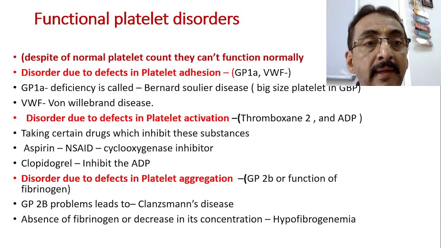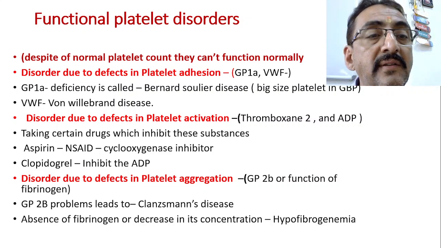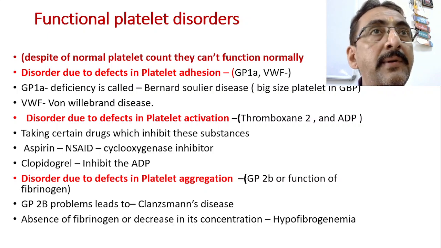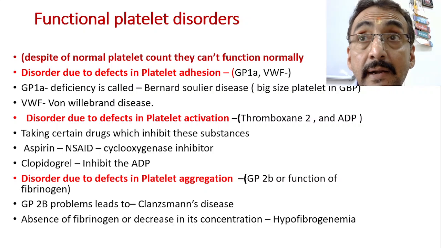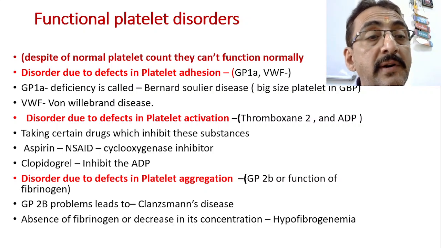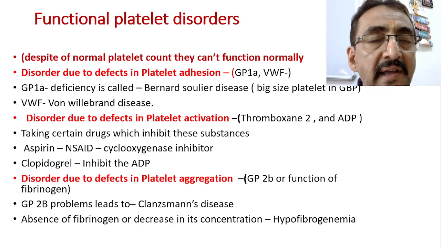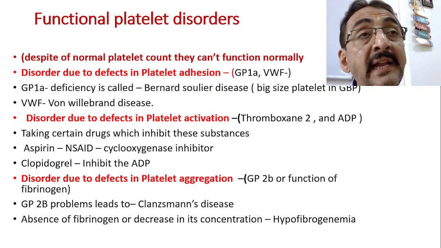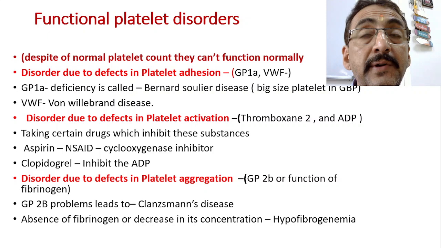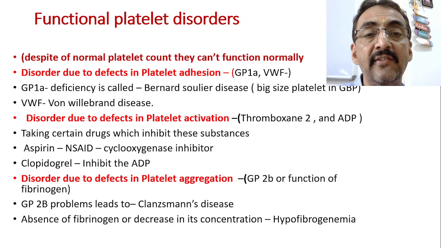it leads to the problem of bleeding. This commonly occurs, number one, by taking certain drugs which inhibit these substances, such as a thromboxane A2 inhibitor or an ADP inhibitor. If you are taking such drugs, definitely platelet activation will not take place properly. One of the most common drugs is aspirin and other NSAIDs, which are cyclooxygenase pathway inhibitors. They usually cause a problem with platelet activation, and as a result the plug is not properly formed, and the tendency towards bleeding will increase.